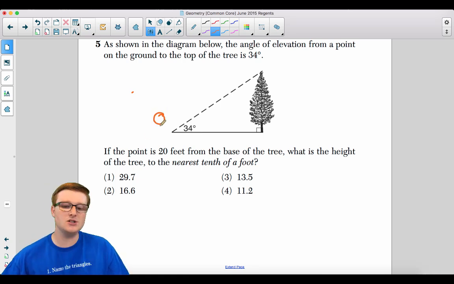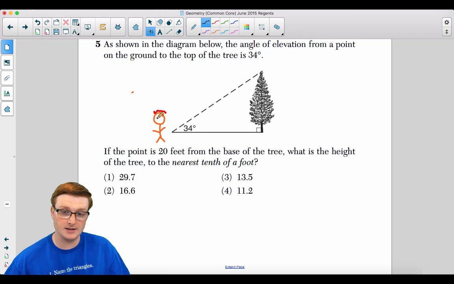So what I like to do is I like to draw a little stick figure by the angle of elevation. And that, I mean, that could be me. Little red hair, ruggedly handsome, little smiley face, because I'm always smiling.